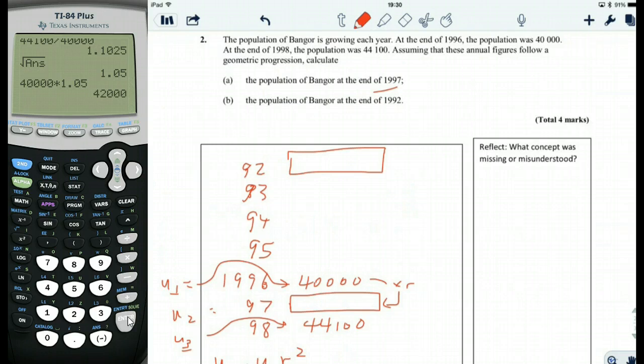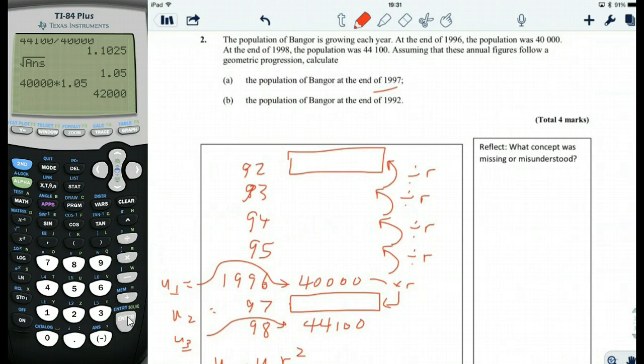There's a couple ways to do this. One is that you take the 40,000, and instead of multiplying by r to get the next one, you divide by r to get the previous one. And then you would just have to do that a few times. To jump back to 95, you would divide by r once. To jump back to 94, you would divide by r again. To jump back to 93, again. To jump back to 92, you divide by r again. And then you would have that number. You could do that repeatedly with your calculator.